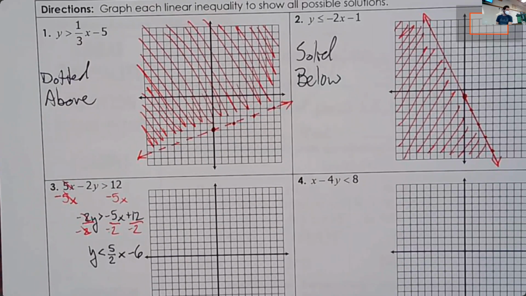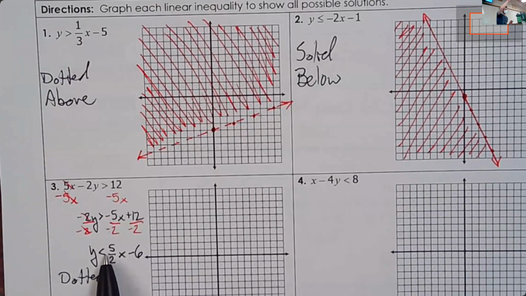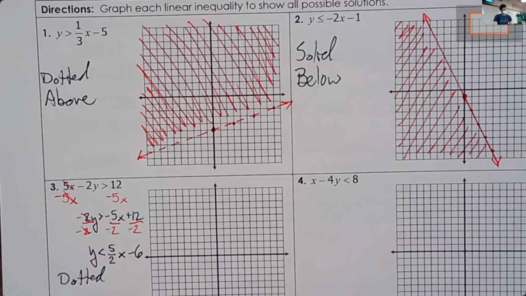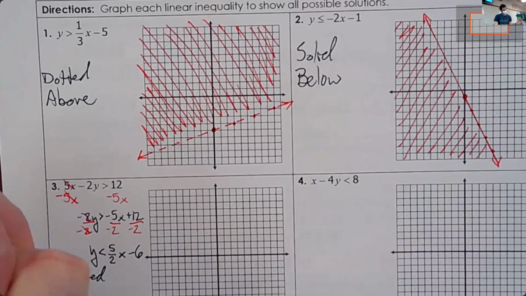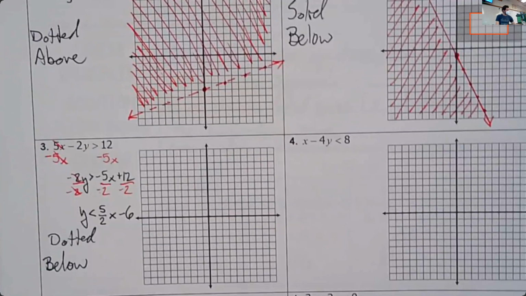Now we have to decide. Solid line, 1 for solid line, 2 for dotted line. Going solid or dotted this time? Dotted. Yep. So dotted line, it says y is less than. So are we shading above or below? Less than is below. Yes. We got a dotted line. We're shading below the line.